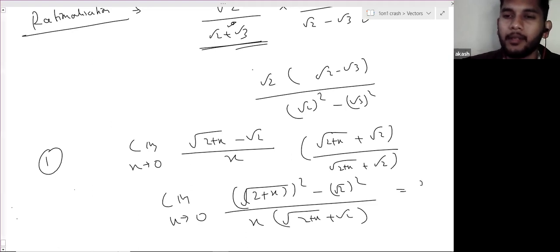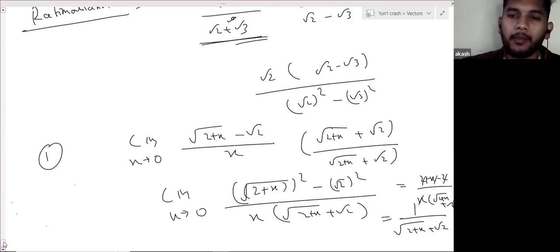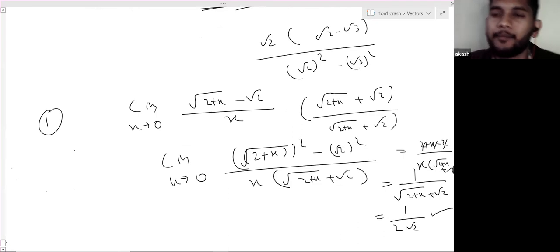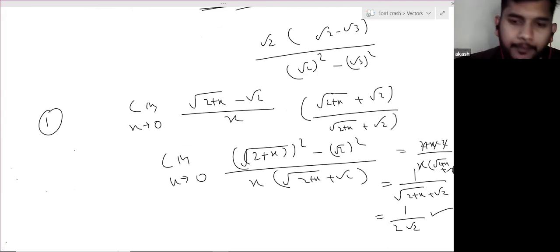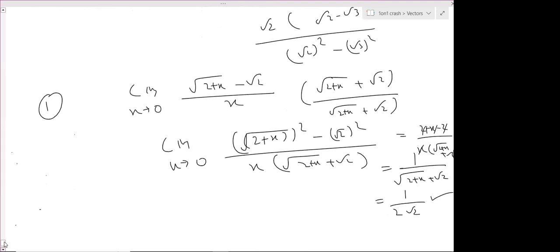So this will be 2 plus x minus 2, whole divided by x into this term. So you can see this x and x is getting cancelled. So 1 upon 2 plus x upon root 2. So if you put x equals to 0 here, we get 1 upon 2 root 2. This will be the answer. Is it clear? Yeah. All right, next question.